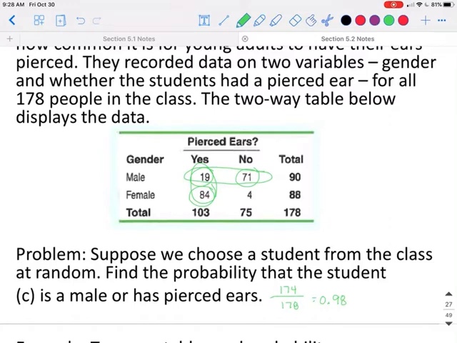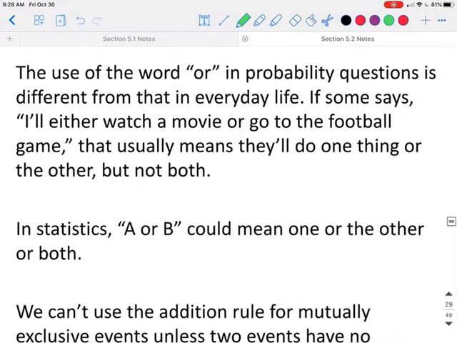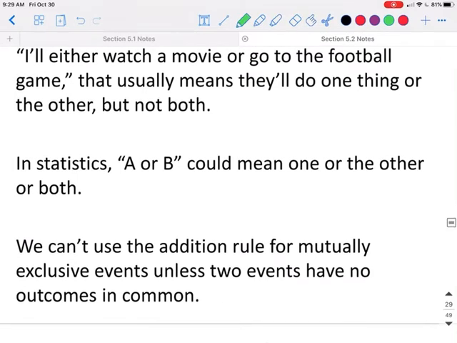But you may notice that these events are no longer mutually exclusive. It is possible that the student is male and has pierced ears. So the use of the word "or" in probability questions is different than in everyday life. If you say, "I'll either watch a movie or go to the football game," this means you're going to do one thing or the other, but you cannot do both. In statistics class, A or B can mean one or the other or both events together. We can't use the addition rule for mutually exclusive events unless two events have no outcomes in common.